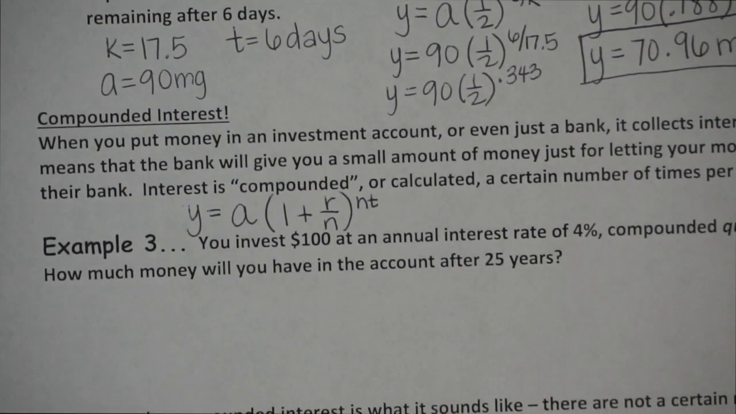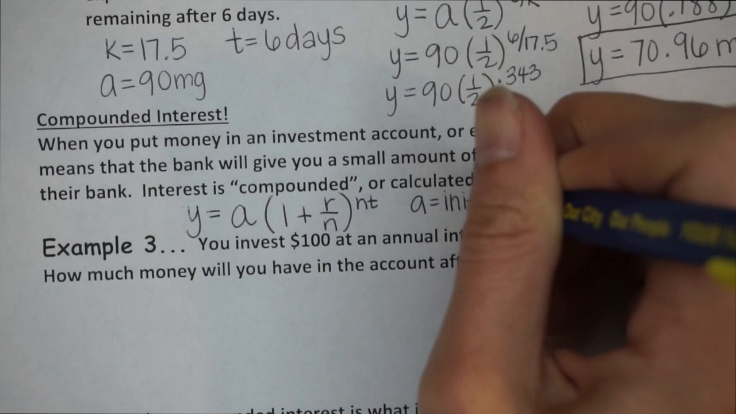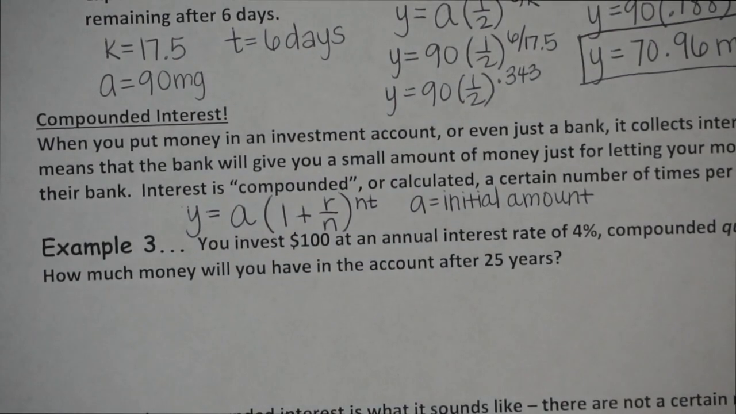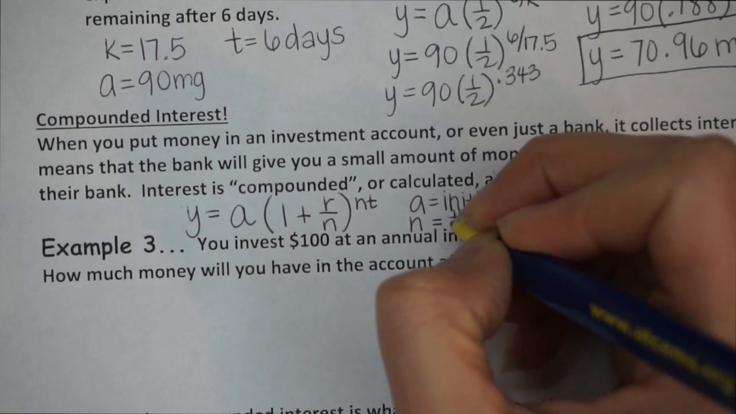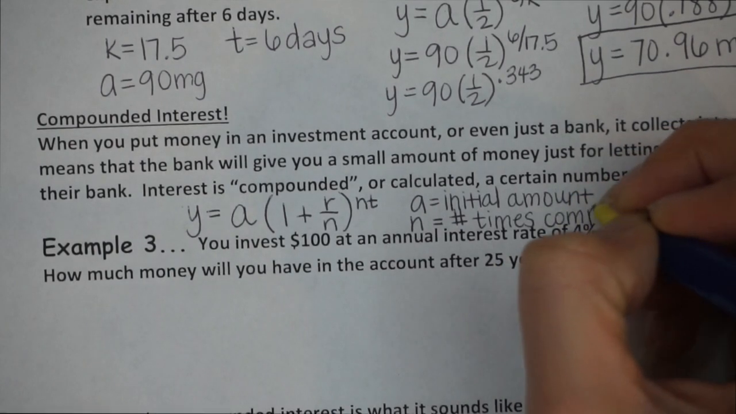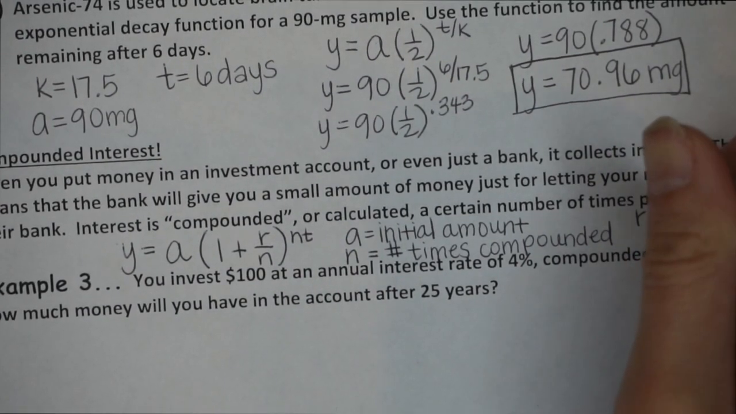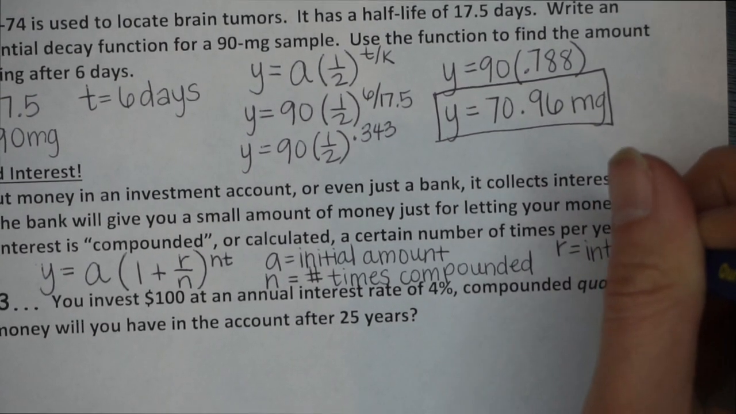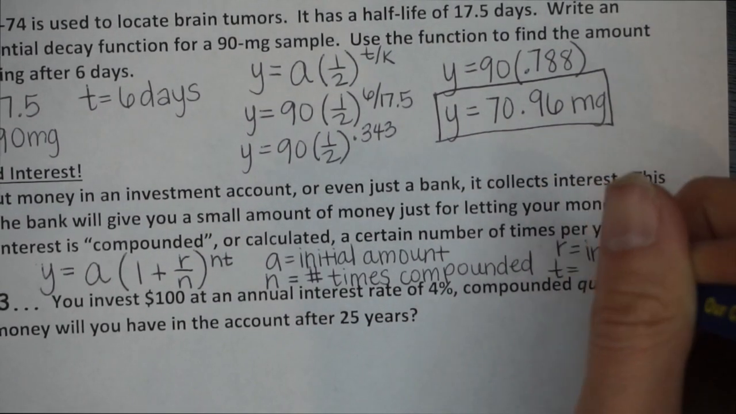All right, now I'm going to tell you what all those variables mean. A is your initial amount as per usual. This time it's going to be an initial amount of money that you start with in the bank. N, the letter N, is going to stand for the number of times that it is compounded. R, the variable R, is going to equal the interest rate that they give you. And then T is going to represent time.